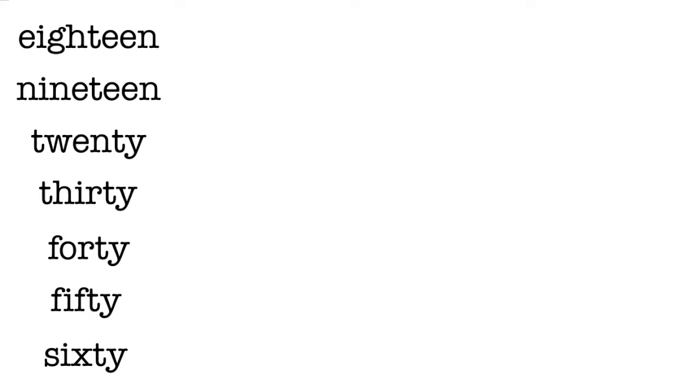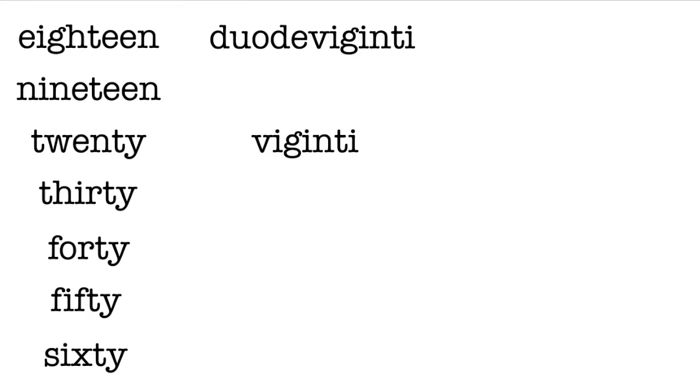So we're going to start by looking at the number 20. So 20 is viginti. You probably notice I'm using classical Latin pronunciation, not ecclesiastical. You might also hear this word pronounced differently, but I'm going to say viginti. So 18 is duo de viginti. So that is 2 from 20.